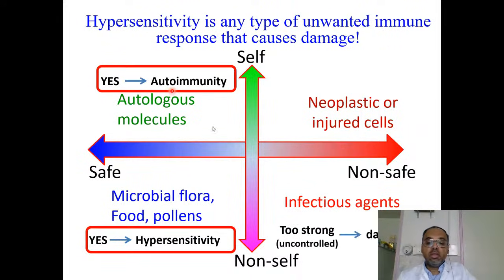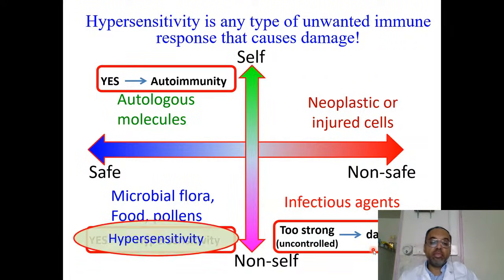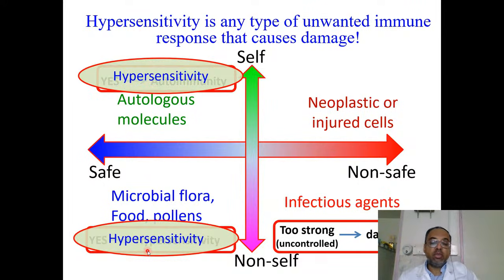Can we have unwanted damaging immune response against infectious agents? Well, infectious agents, we do require protective immune response against them. So immune response against an infectious agent is something which is desirable. But if the immune response against the infectious agent is too strong so that it causes tissue damage, it does qualify as an unwanted immune response, which is damaging. And then we can also consider this as hypersensitivity. So we have hypersensitivity here, we have hypersensitivity here, and we have hypersensitivity here.